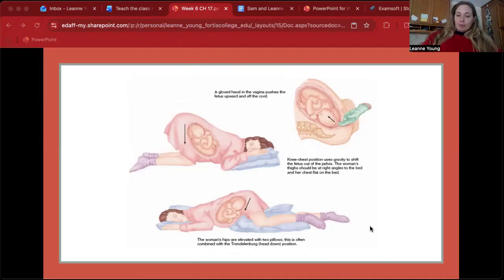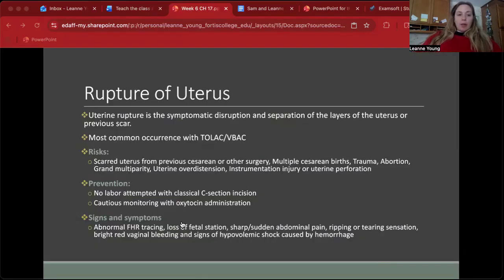All right, two more things to discuss, and then we have some case studies, okay? So, if we have a uterine rupture, that is a huge OB emergency. A uterine rupture is the symptomatic disruption and separation of the layers of the uterus or previous scar. This is very common, like we said, with a VBAC or a trial of labor after cesarean section.